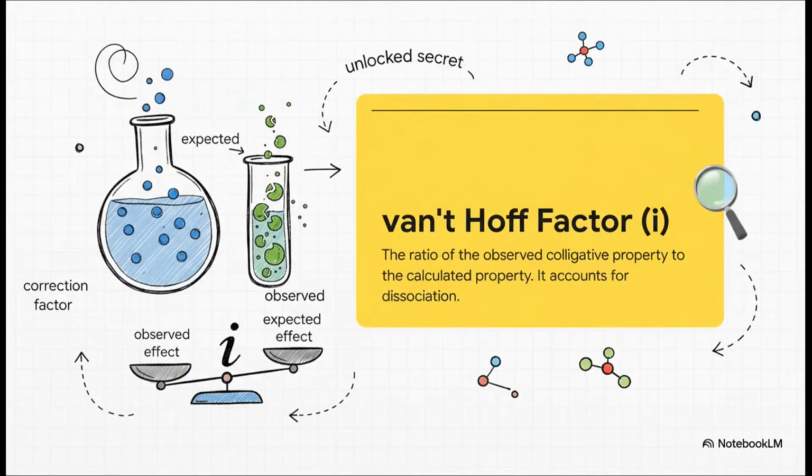And the key to unlocking this mystery is something called the Van 't Hoff factor, which we show with the letter i. You can think of it like a correction factor. It's chemistry's way of telling us, hey, what you put in the water isn't necessarily what's floating around in there now. It's the ratio of what you actually see happening to what you expect to happen.